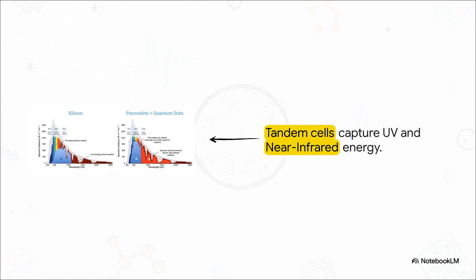By engineering a tandem cell where we combine perovskites to grab the UV and visible light and tune our quantum dots to specifically absorb the near-infrared, we drastically cut down on that wasted solar energy. We are quite literally engineering artificial atoms to harvest the exact wavelengths of light that standard technology just leaves behind. It's a total game changer.